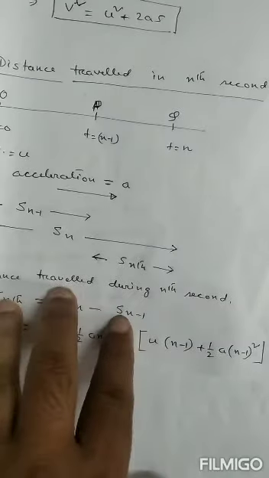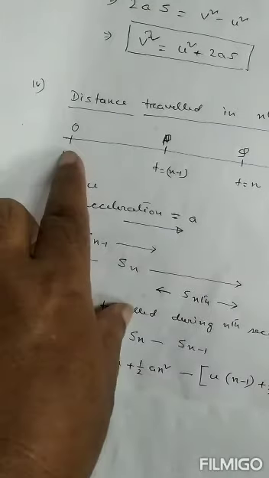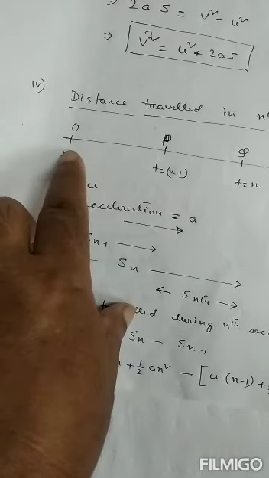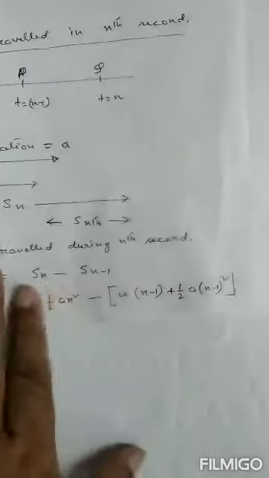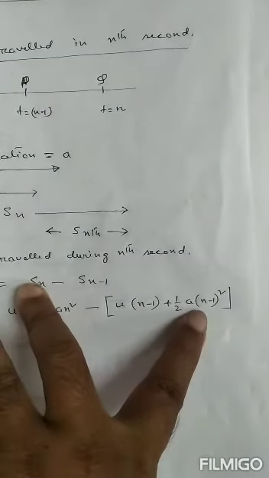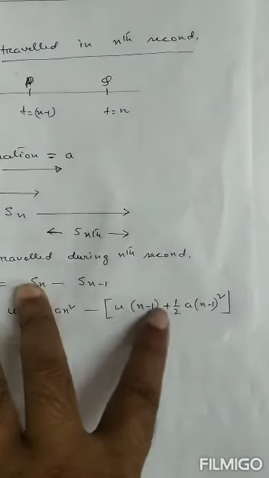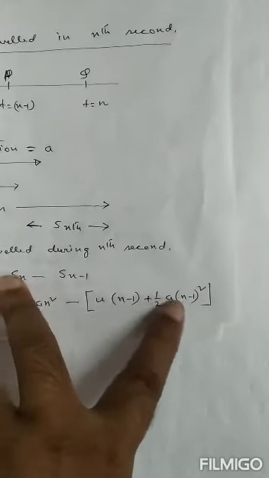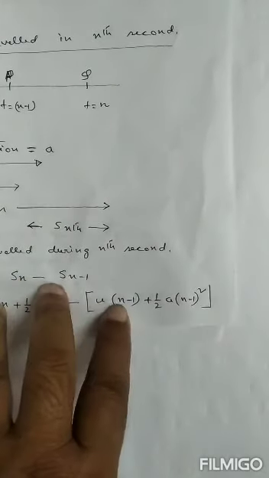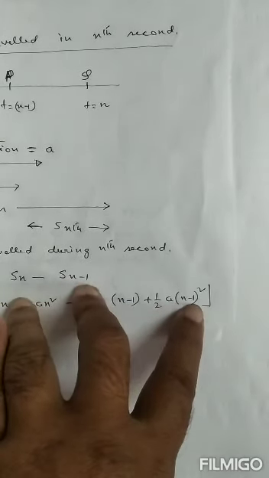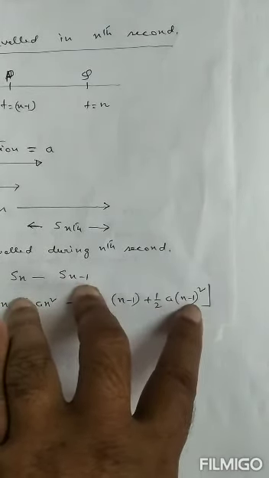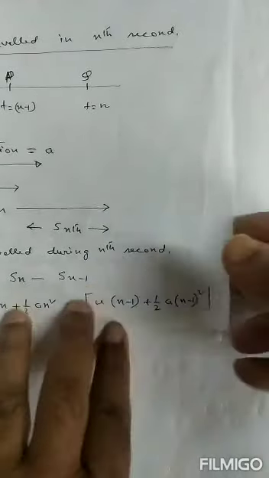Again, what is Sn minus 1? It is the distance travelled by the body during the interval 0 to n minus 1 second. So which equation do I use? ut plus half at square. In place of t, I take n minus 1. So u times n minus 1 plus half a t square, where instead of t, I take n minus 1 whole square. So if I use this, what will I get?